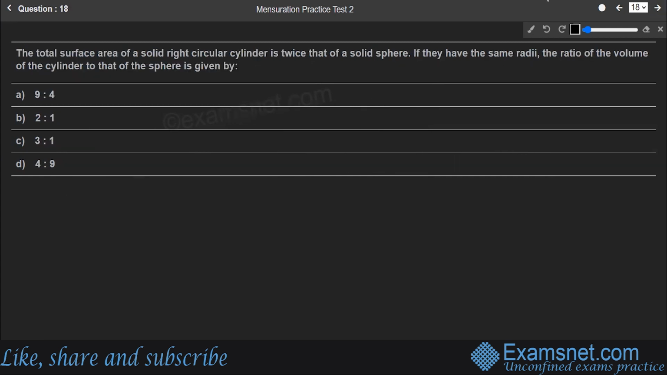The total surface area of a solid right circular cylinder is twice that of the solid sphere. So let us establish this connection first. Surface area of a right circular cylinder is twice that of a solid sphere. So let us know what is the surface area of a cylinder. Surface area of a cylinder is given by 2 pi r (h plus r). This is what the surface area of the right circular cylinder is given as. What about the solid sphere?